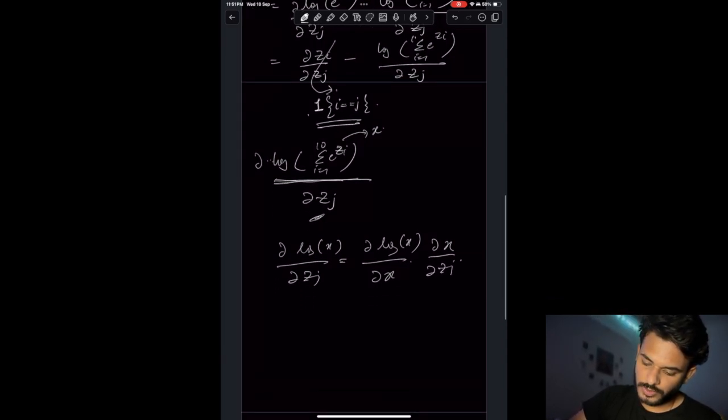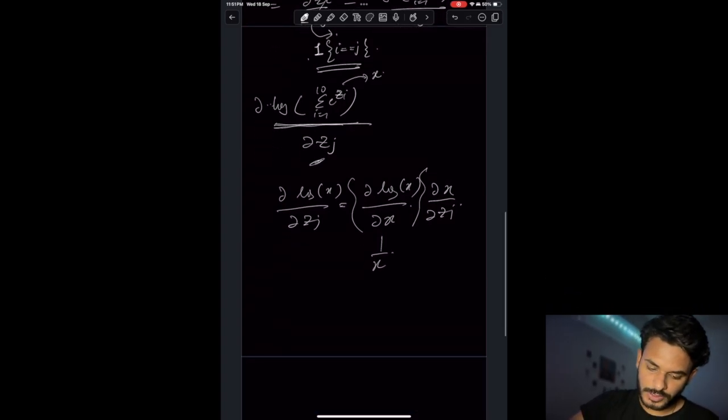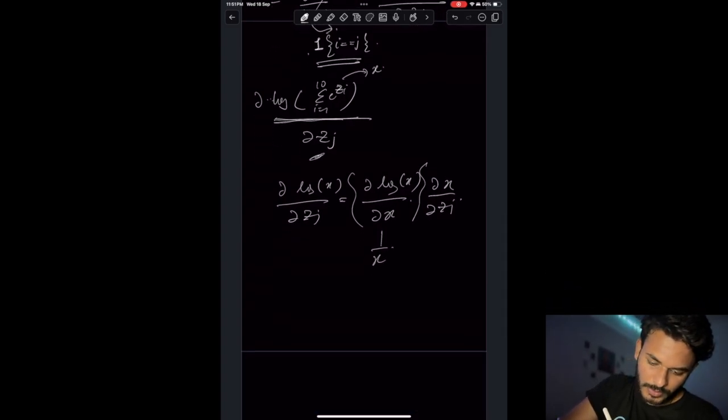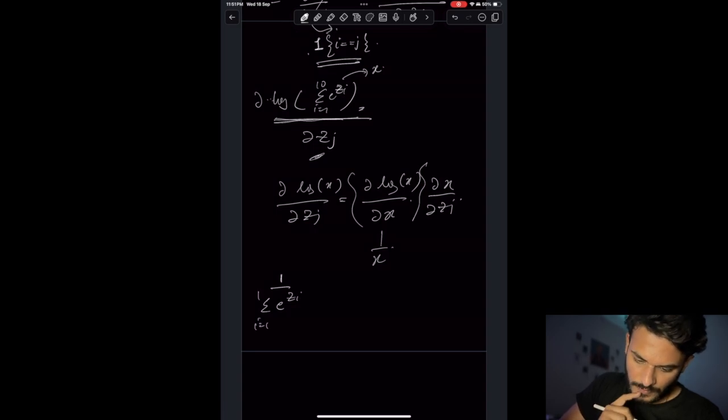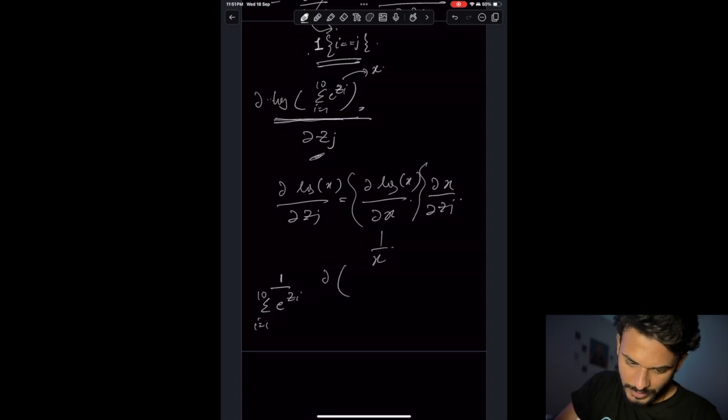So this will turn out to be 1 by x. So it's basically what's coming out to be this particular term. This particular term will come out to be 1 upon summation e raised power zi, i is equal to 1 till 10, and then the differentiation of again x, the same term. So it will be the differentiation of summation i is equal to 1 till 10 e raised power zi.